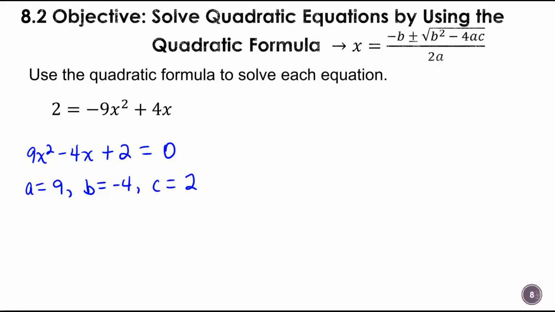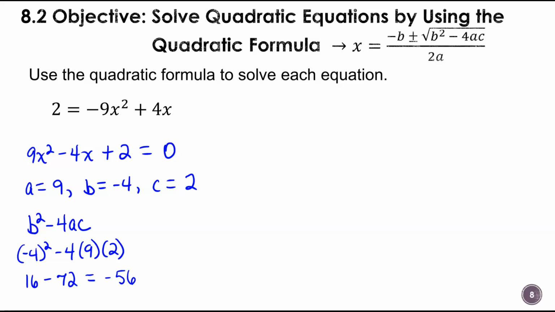Right, because that's what we need to substitute into the quadratic formula. And then I like to find the b squared minus 4ac first. So we square negative 4 minus 4 times 9 times 2. And that's going to be 16 minus 72, which happens to be negative 56.